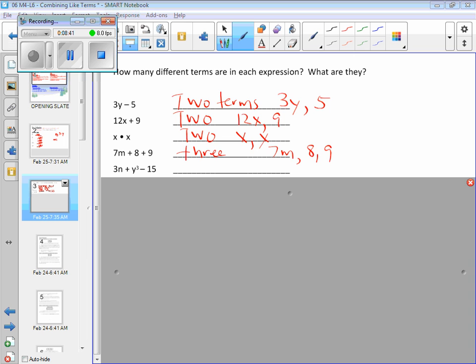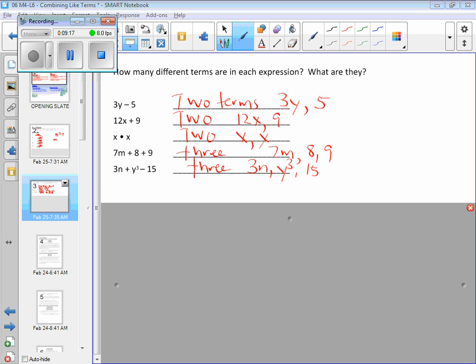Now let me read it out loud, kids. It's tiny. 3n plus y cubed minus 15. How many terms do you see? I also see 3. You all see 3? Yes. Okay. And what are they? Good. What else? And the last one? Sounds good. I think there might be one more. Let me see. Nope, that's it.